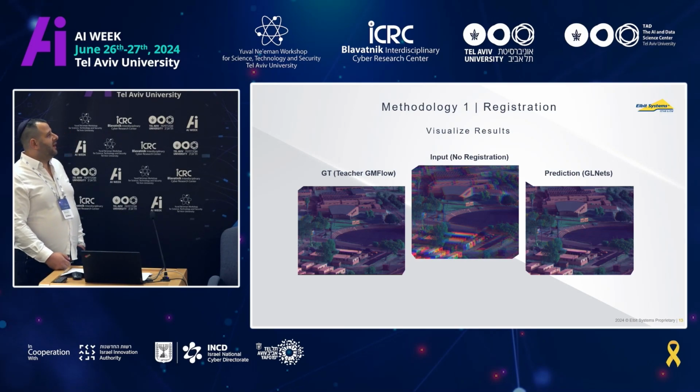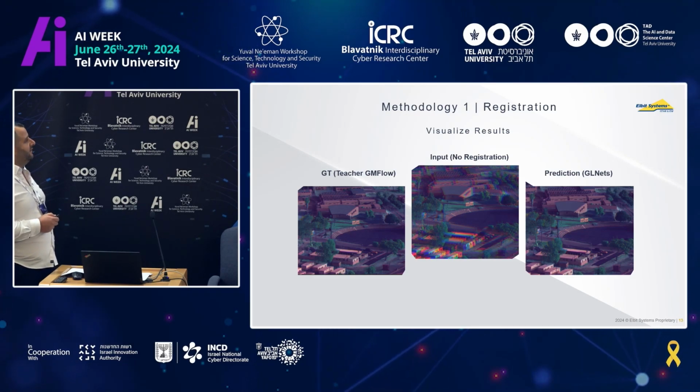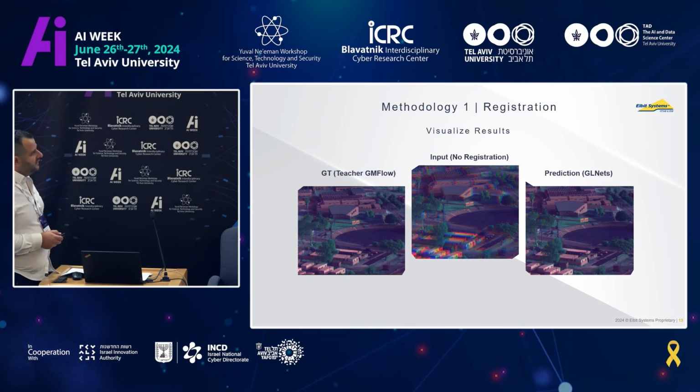Let's see some visual results. On the left side, we see the prediction from the GM flow. Of course, we use the optical flow to align the frames. In the middle, we can see the input. See this? That is not a registered frame. And on the right side, we can see our results from the GL nets. We can see that it looks very close to the ground truth. Now we'll see it in numbers.